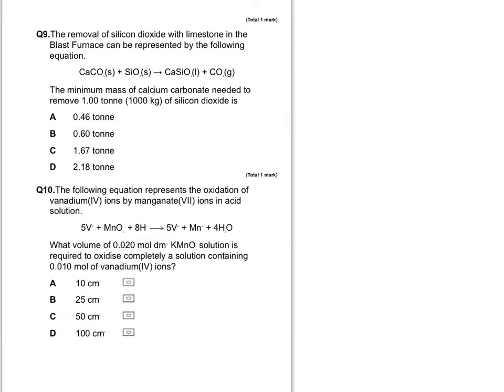We've got another removal of silicon dioxide with limestone in the blast furnace question, but this time we're trying to get our final answer in tonnes. So the fact that our beginning mass has been given in tonnes doesn't matter. We can leave it in tonnes because we're going to convert the final answer back into tonnes. So we're going to work out the moles of silicon dioxide, but I'm just going to leave the mass in tonnes. You can convert it into grams if you want to, but you would have to convert from grams back into tonnes at the end.